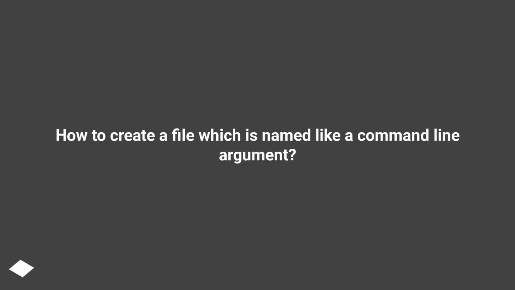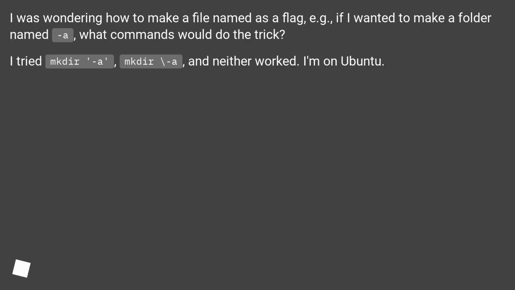How to create a file which is named like a command line argument? I was wondering how to make a file named as a flag. For example, if I wanted to make a folder named -a, what commands would do the trick? I tried mkdir -a, mkdir "-a", and mkdir \-a, and neither worked. I'm on Ubuntu.